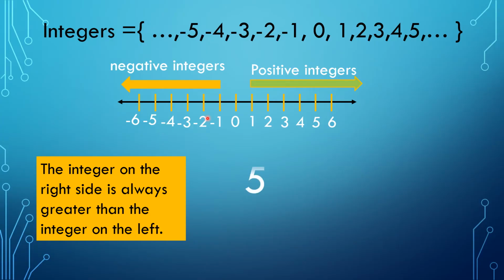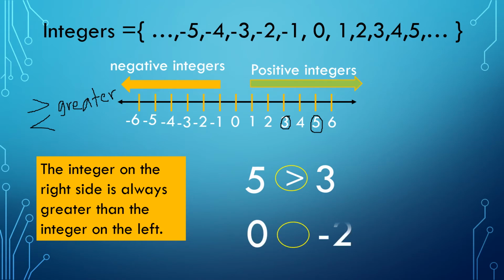Okay, so let's compare now. We can use the symbol greater than or less than. Okay, this is greater than. Now look at this one. This is 5 and this is 3. So 5 is on the right side, which means that 5 is greater than 3.